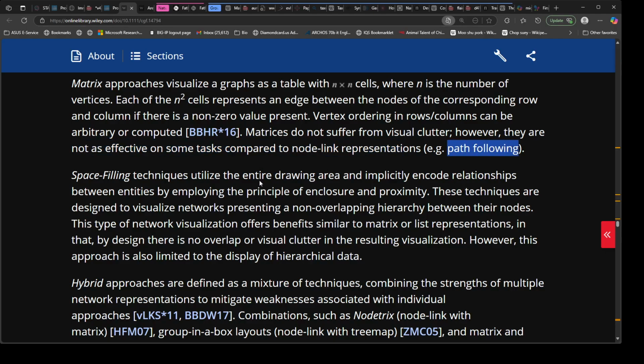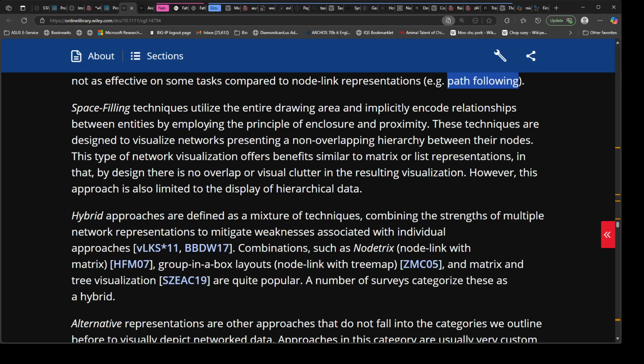Space-filling techniques utilize the entire drawing area and implicitly encode relationships between entities by employing the principle of enclosure and proximity. These techniques are designed to visualize networks presenting a non-overlapping hierarchy between their nodes. This type of network visualization offers benefits similar to matrix or list representations, in that, by design there is no overlap or visual clutter in the resulting visualization. However, this approach is also limited to the display of hierarchical data.